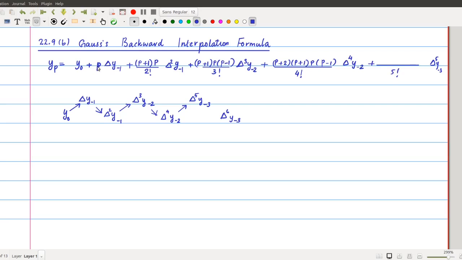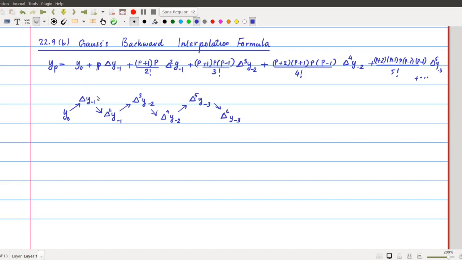Starting from this, we have p here, then we had p plus 1 here, then p minus 1 here, then p plus 2 here, then you incorporate p minus 2. So p plus 2, p plus 1, p minus 1, then we have p minus 2. Okay, so we have 5 terms divided by 5 factorial times this, plus etc. In order to write the next term, we will use this factor delta raised to 6 of y minus 3. In fact, these are the values from the forward difference table.